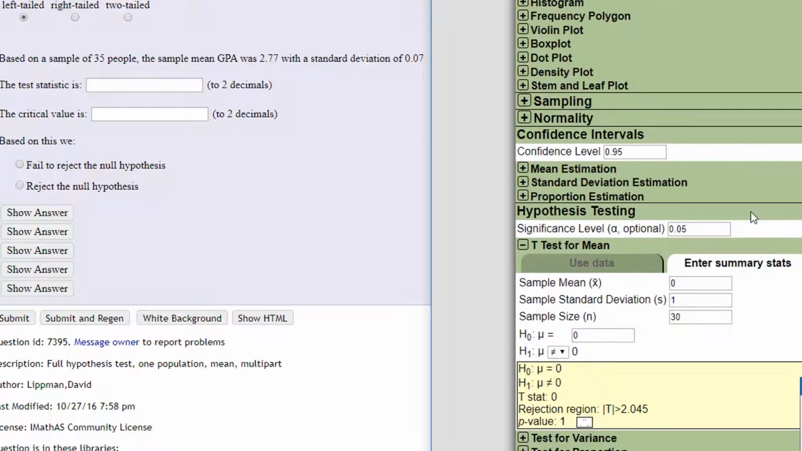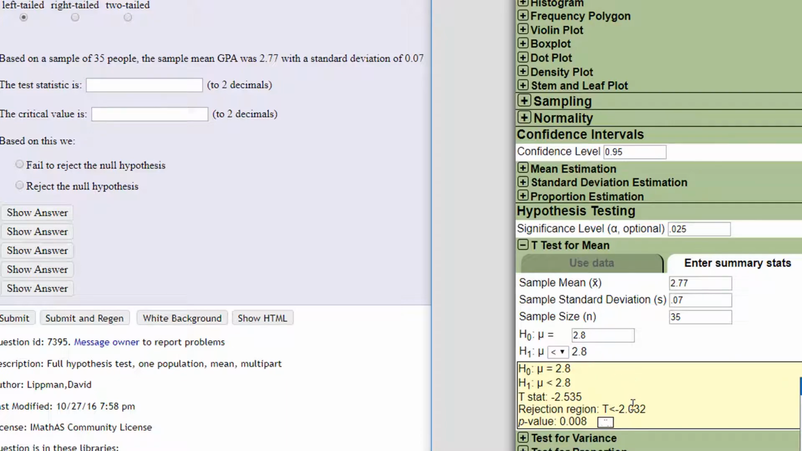We want to put in all the information that we have, including, first off, that the significance level is 0.025. We were told that. Now we're told the sample mean is 2.77 and a standard deviation of 0.07. We have a sample of 35 people, and we want to put in our hypothesis. The null hypothesis is that the mean is equal to 2.8. The alternative is that mu is less than 2.8. Once we put those in, we get everything that we need to answer this.